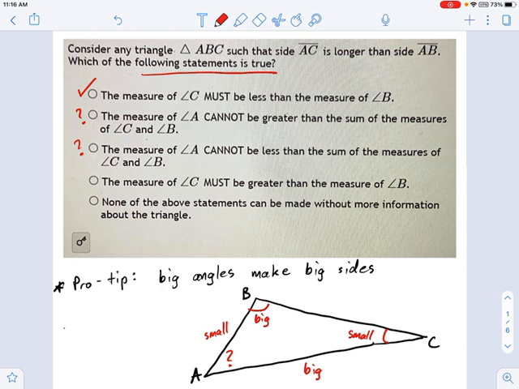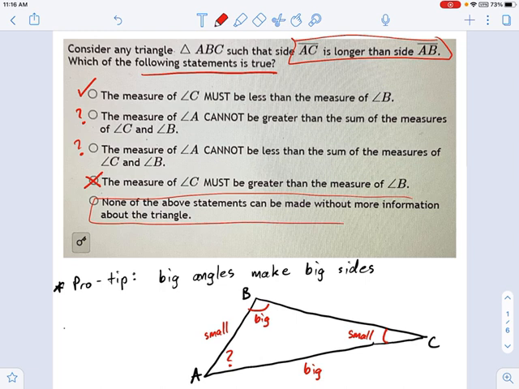The measure of C must be greater than the measure of B. Well, that's actually demonstrably false. That's always false, because I know that C is a small angle and B is a big one compared to each other because of their sides, the sides that are set up right here at the beginning. So that statement is just false. And then, none of the statements above can be made without more information. You know, sometimes something like this is true. It's like a little trick question. But in this case, I think we are good on answering with that first statement right there. The measure of C must be less than the measure of B because the side corresponding is small compared to a big side.